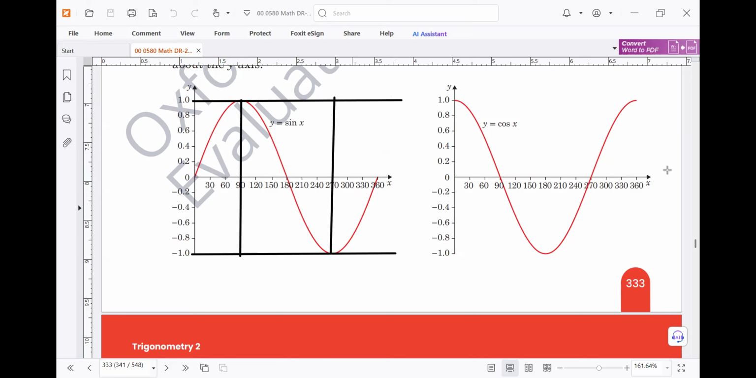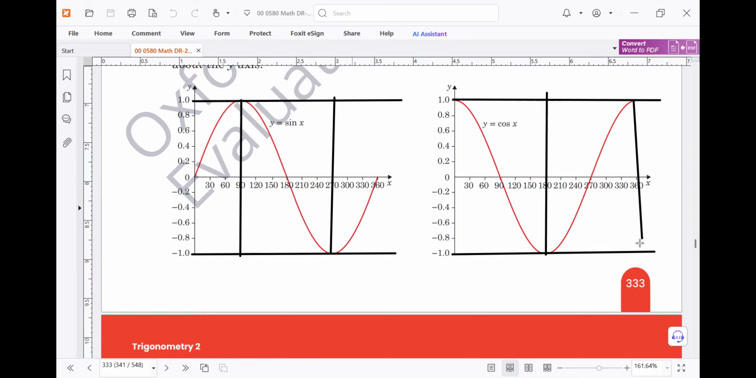Correct? It will match. Similarly, for cos also, the high value will be exactly 90 degrees. This is at -1. Correct? If you see here, it will be 180. And this is 360 here. Right? Clear? Yes. And that time also we did 2 sine theta, amplitude and period, right?